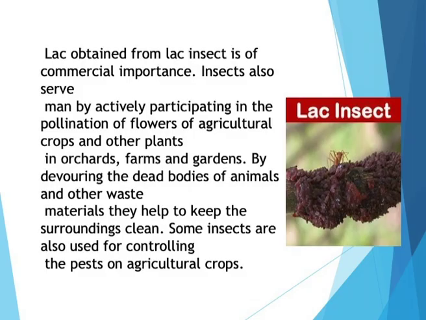Insects also serve man by actively participating in the pollination of flowers of agricultural crops and other plants in orchards, farms and gardens. By devouring the dead bodies of animals and other waste materials, they help to keep the surroundings clean. Some insects are also used for controlling the pests on agricultural crops.